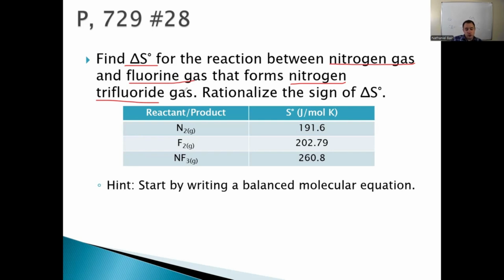So the first thing you actually have to do is write a balanced reaction. So we have to write the balanced equation between nitrogen, N2, and fluorine, F2, to create nitrogen trifluoride. And if you go to balance it, you got 2 nitrogens, so you're going to put a 2 there. That gets us 6 fluorines, and you're going to put a 3 there. So now you should be able to use these standard entropy values. Not going to make you look them up in a table. And you should be able to calculate delta S for that reaction. Go ahead.